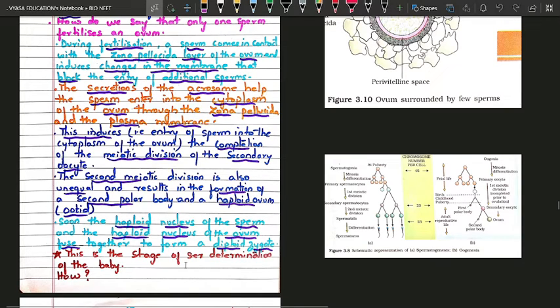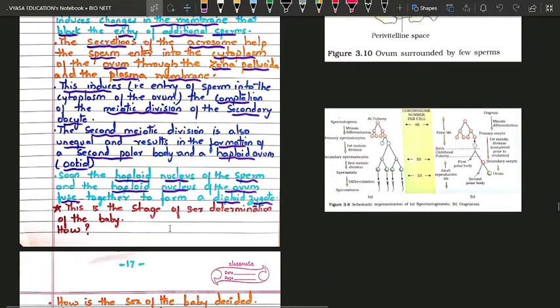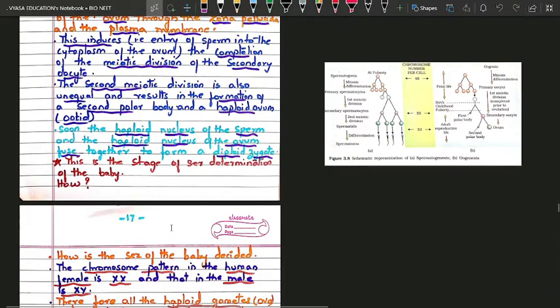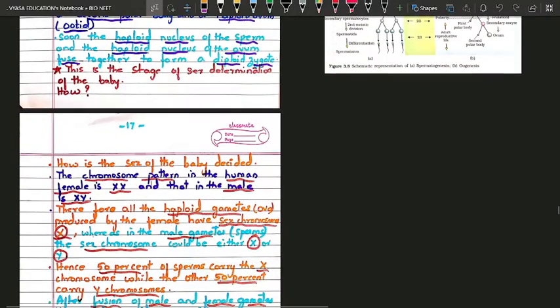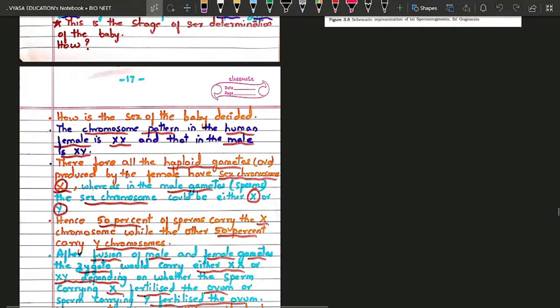This is the stage of sex determination of the body. At this stage we say that sex determination of the body takes place. So how do we say that the sex determination is being done at this stage itself? You know how sex determination happens. Let us see, how is the sex of the baby decided? Whether it will be a male child or a female child is clearly indicated.